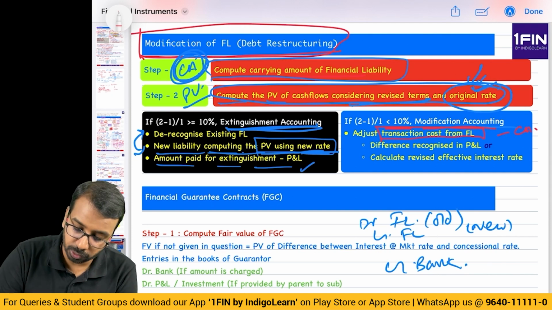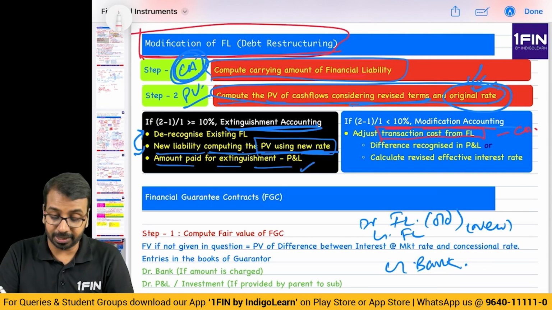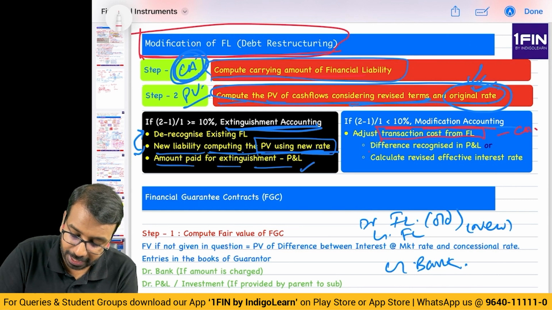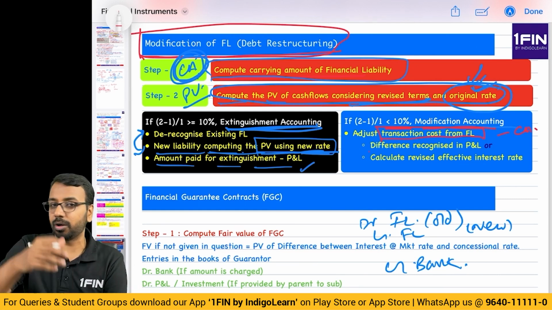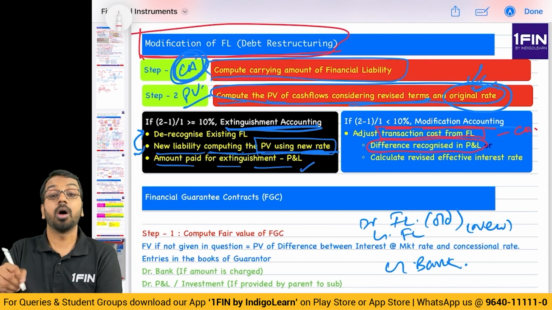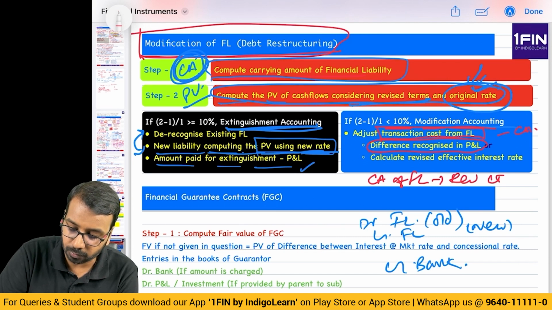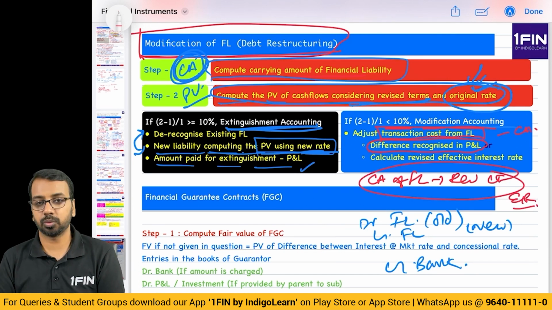In that case, you will take the original rate and see what is the present value of all of these cash flows. Means you will not change the rate. You will not change the rate and calculate the present value of the new terms, because your cash flows have changed, and the difference will be recognized in P&L. That is one choice. Or you will consider the current carrying amount of the financial liability and the revised cash flow, and for this, you will calculate a new rate, which is the effective interest rate. So there are two ways to do.